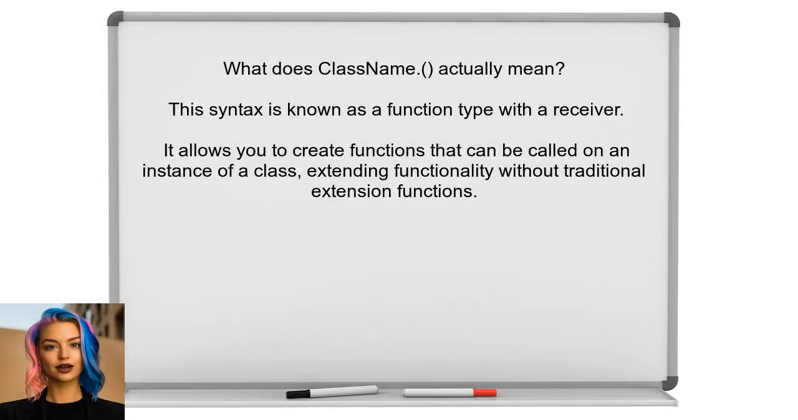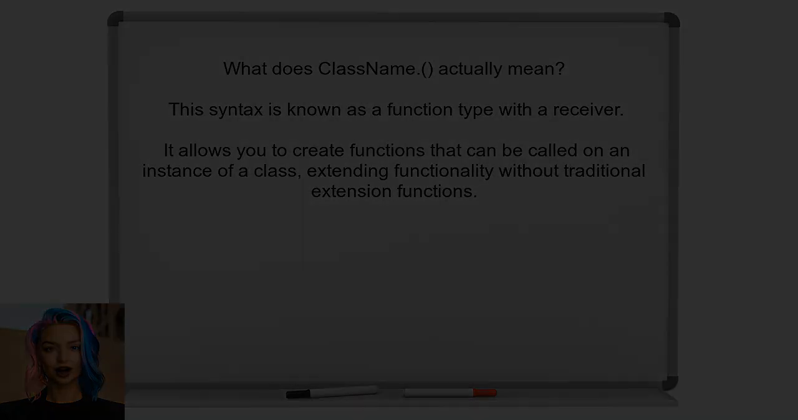So, what does ClassName.() actually mean? This syntax is known as a function type with a receiver. It allows you to create functions that can be called on an instance of a class, giving you a powerful way to extend functionality without traditional extension functions.